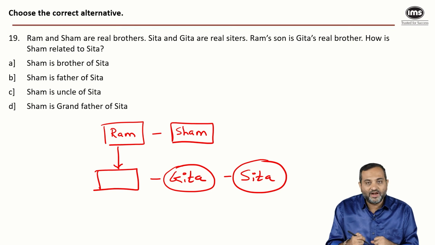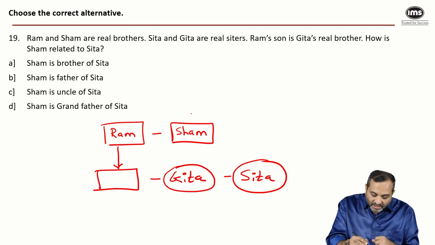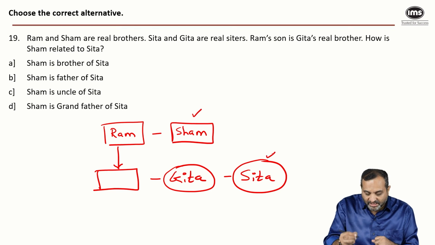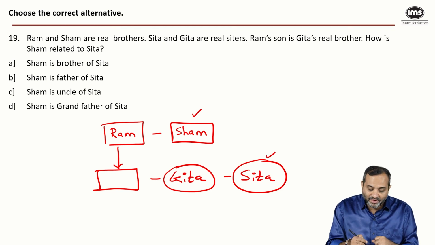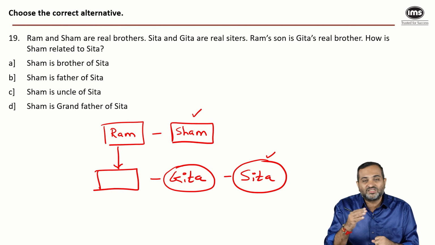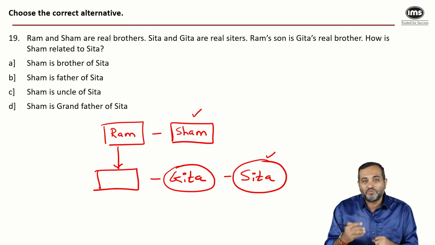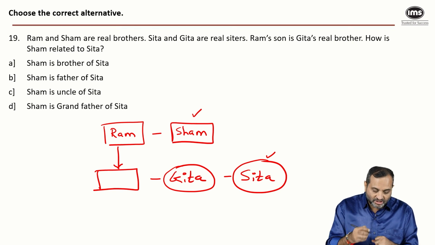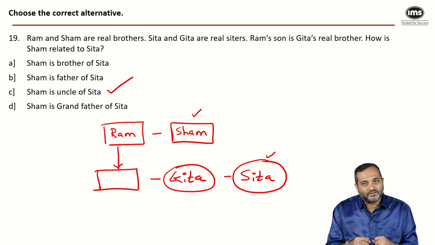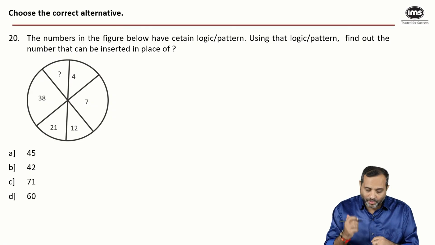How is Shyam related to Sita? So, do you see this is Shyam and this is Sita? Can I say Shyam is Sita's father's brother? And what do you call father's brother? Can I say father's brother is called uncle? So, my question is, how is Shyam related to Sita? Can I say Shyam is Sita's uncle? Which option is this? This is option C. Let's look at the next question.